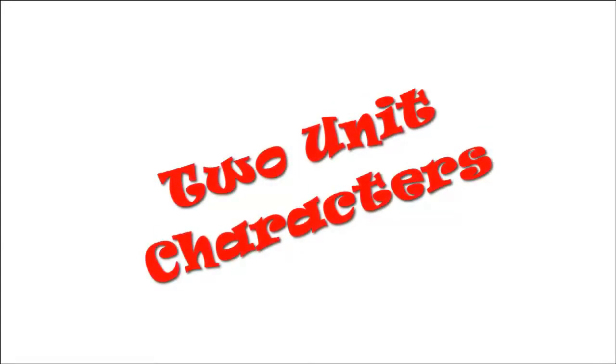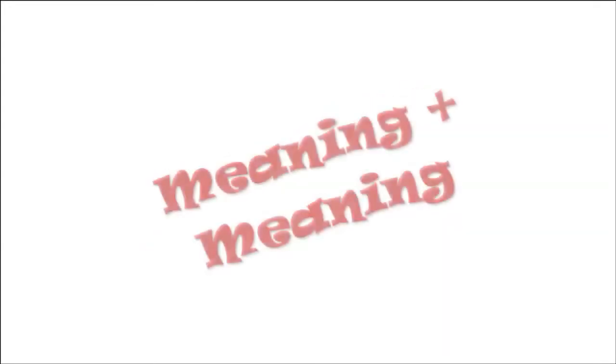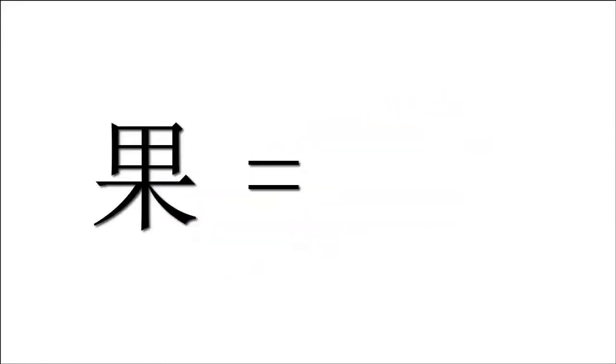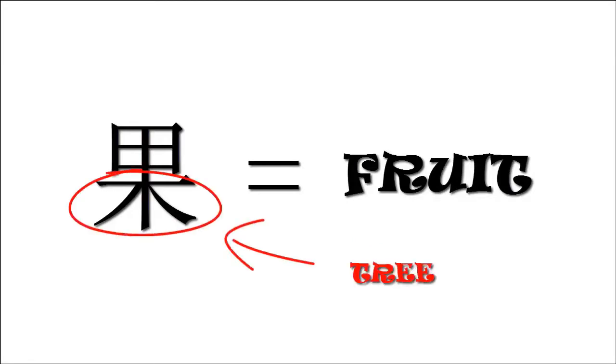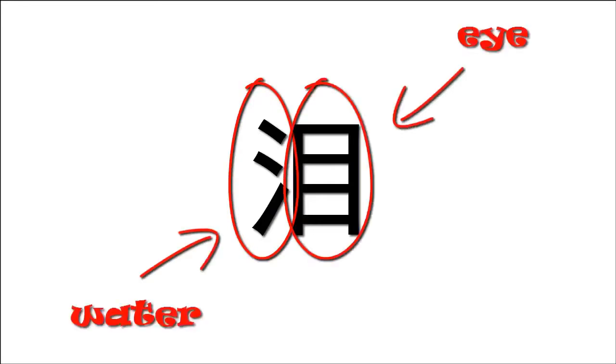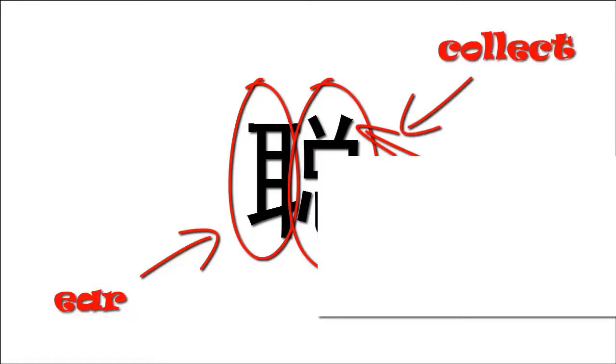2-unit characters, meaning plus meaning characters. The meaning of the new character is based on a combination of the components. Let's take a look at some examples with interesting interpretations. 泪, 葱.